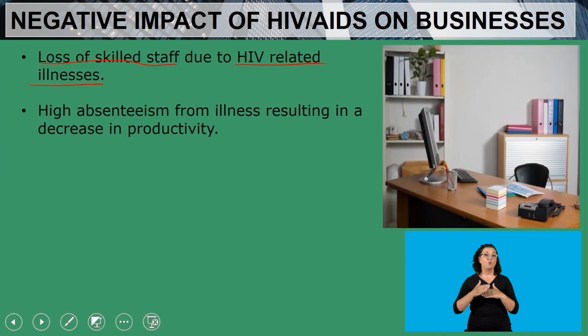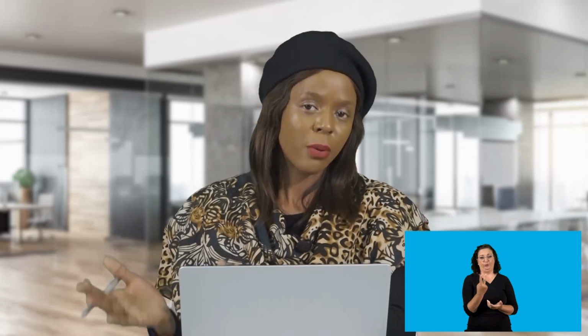High absenteeism from illness resulting in decrease in productivity. So it happens that in businesses, you may experience high absenteeism from illnesses resulting in a decrease in productivity. You'd find that a person, yes, has HIV as a virus, but then there are also those opportunistic diseases that attack people who are HIV positive. So these people end up being absent from the workplace, and their absenteeism in turn affects what? Affects the business's productivity. Because if a person is absent, then obviously as a business, we're short of 1 or 2 employees that are absent, and the productivity in that way is being affected.